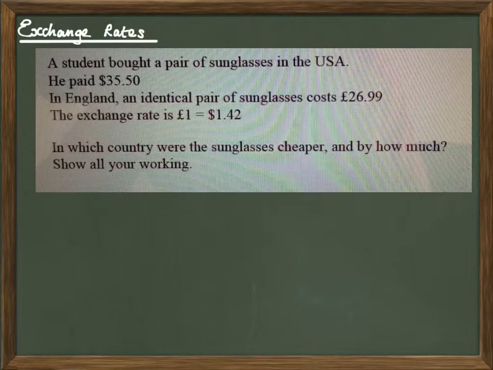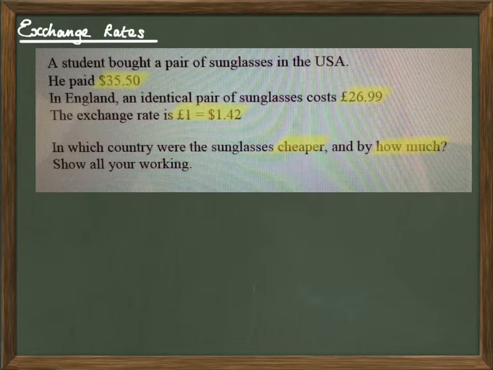First thing I'd advise when looking at this, it always comes up in a context, is basically just to highlight what the key parts of the question are. So I don't need all the information that's there. I'm really only interested in numerical information. So all I'm going to do is highlight what's actually important to me in the question. Okay, so I've got what he paid in America, what the identical pair of sunglasses cost in the UK, and then the exchange rate. And then I've highlighted basically what they're asking for. So which one is cheaper, wants me to say, and then what is the difference between the two.